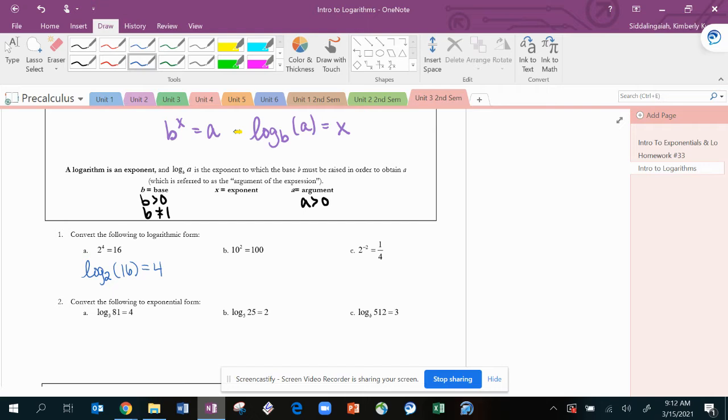Okay, that may have seemed like magic, but it does take some practice. Let me show you another one. So I have 10 squared equals 100. So the base is 10, so I'm going to do log base 10 of 100. And that should equal my exponent of 2. So log base 10 of 100 equals 2.